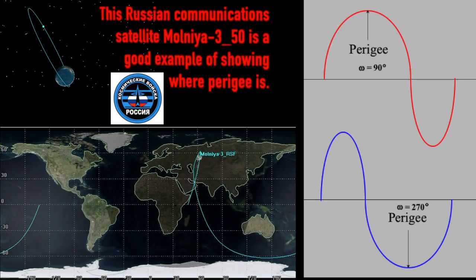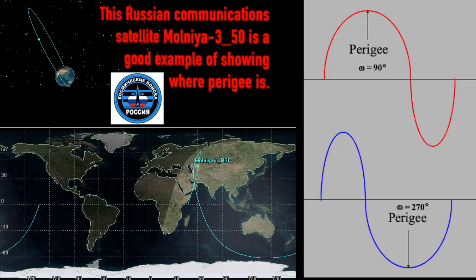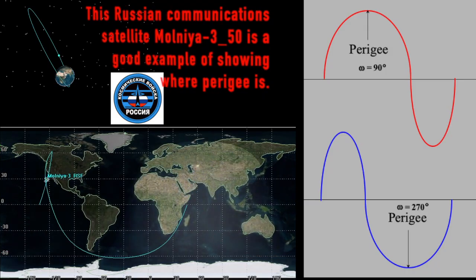And lastly, we have a perigee down here in the southern hemisphere. Our ascending node, we've gone 180 degrees to get back to the equator, another 90 degrees, so now we have 270.